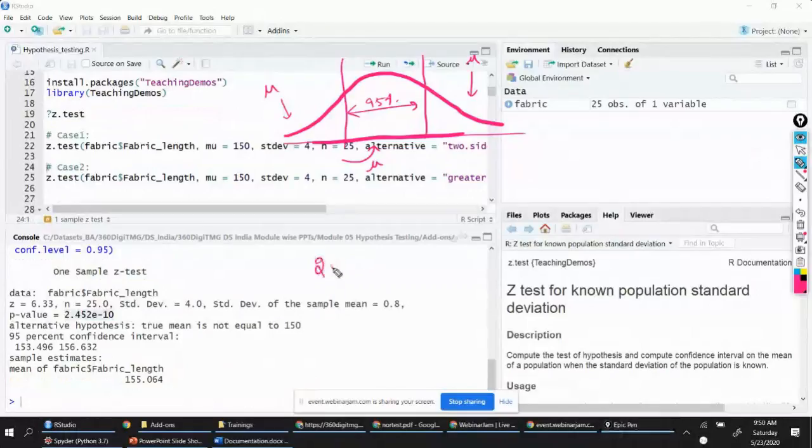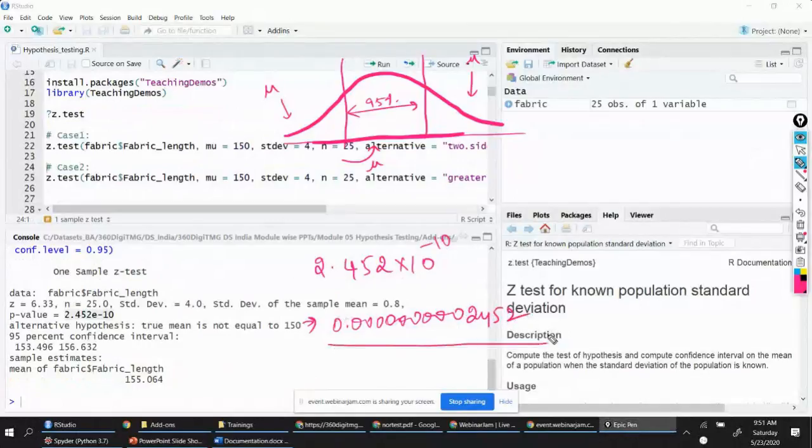What does this p-value say? 2 into 10 power minus 10. This basically is equal to 0.123456789245. Now, this is your p-value. Is this p-value greater than alpha or less than alpha? Where alpha is 5%. Right? That's what we have to consider.